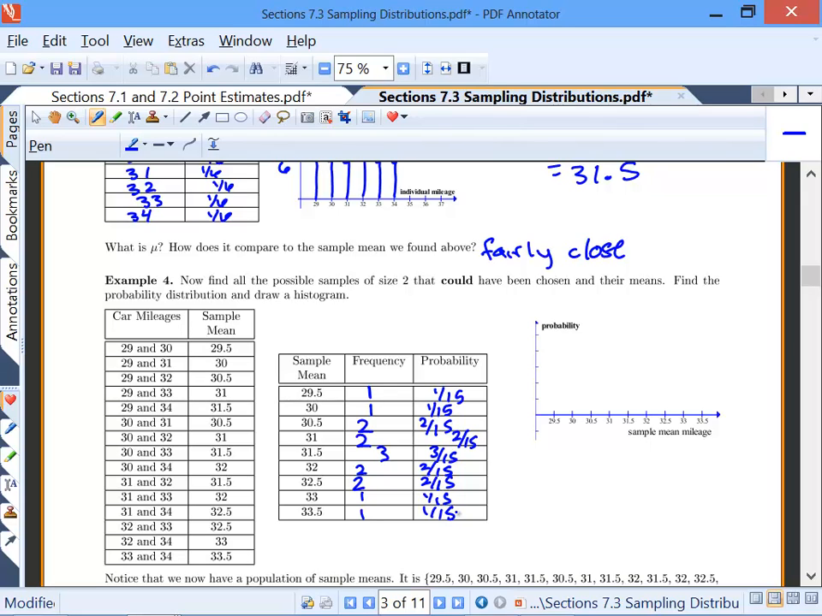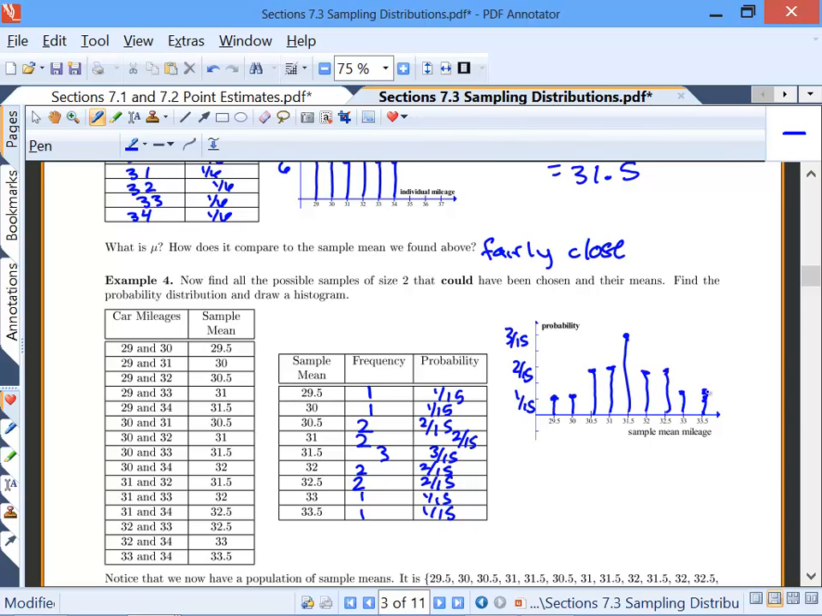So let's graph the probability distribution function here. So for my 29.5, let's do 1 out of 15, 2 out of 15, and 3 out of 15. Okay. So the 29.5 goes up to the 1, 30 goes to 1, 30.5 goes to 2, 2, and then we get a 3, 2, 2, 1, and 1.